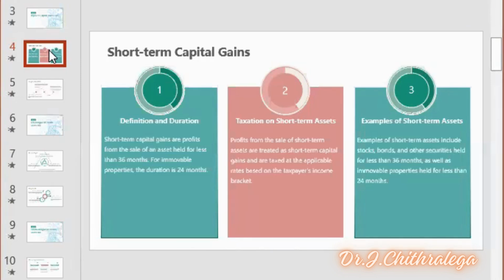If you take short-term capital gain, especially relating to listed shares, holding for less than 12 months is called short-term capital gain. And if it is more than 12 months, it is called long-term capital gain. For an equity-oriented mutual fund, if it is less than 12 months, it is called short-term capital gain, and if it is more than 12 months, it is called long-term capital gain. And if you take a debenture, less than 12 months is short-term, and greater than 12 months is long-term.